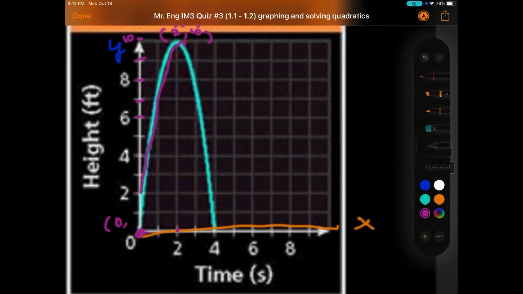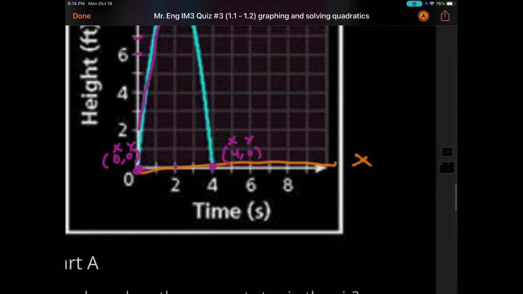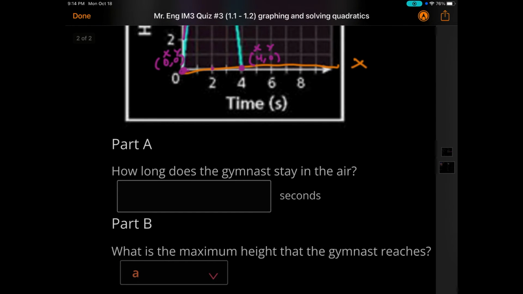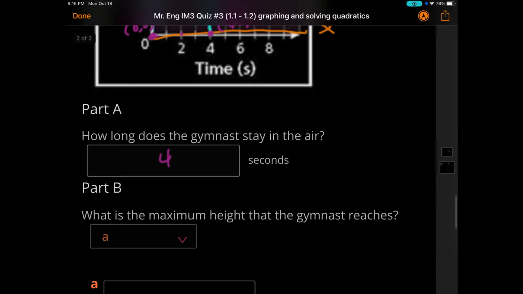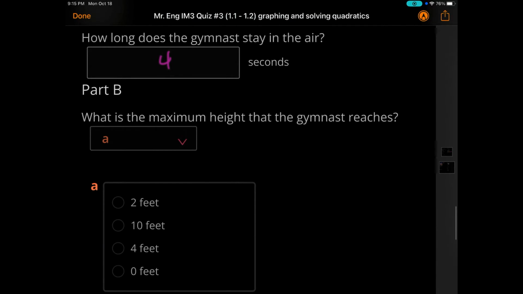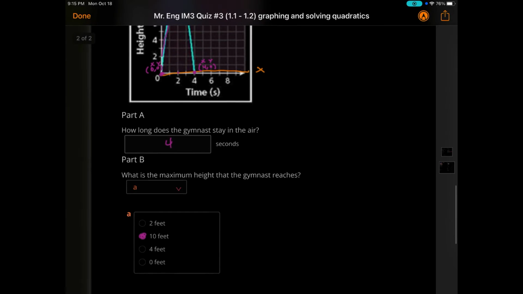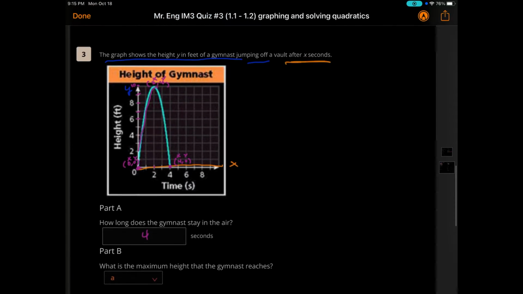And then if you think about it, 0, 0, so that would be time, and x is time, so that's 0 seconds, and y is a height of 10. I'm sorry, 0. So at 0 seconds, it is a height of 0. At 2, 10, it is after 2 seconds, it has a height of 10, and then when you come down here, it has the ordered pair 4, 0. So after 4 seconds, it also now has a height of 0. So it was actually in the air 4 seconds. What is the maximum height the gymnast reaches? And we have choices there, and we said it was 10. Okay, so that was question number 3.